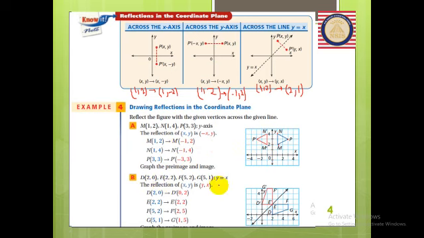What about this? It tells you to reflect across y equals x. So I'm going to use this rule. I'm going to change the values. So if I have 2 and 0, what's its image? 0 and 2. Here, 2 and 2, there is no change, so it will stay 2 and 2. 5 and 2, 2 and 5. 5 and 1, it's 1 and 5. Then I'm going to put the points and connect them together to draw the figure.